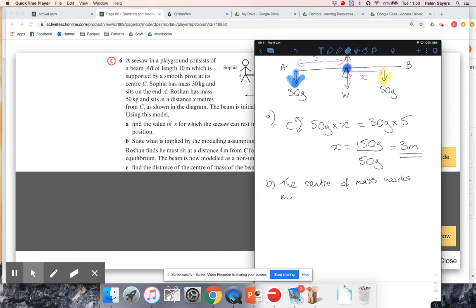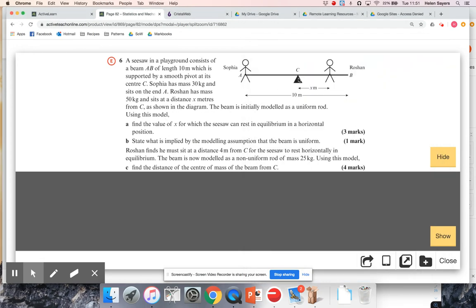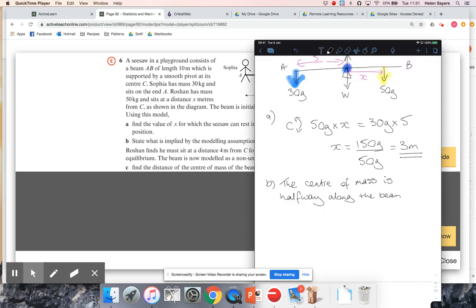It's going to put midway, let's be a bit more specific. Centre of mass, I'll get there in the end. The centre of mass is halfway along. Are they calling it a beam? Oh yeah, a beam. It's halfway along the beam. Although we didn't actually use that to answer part A, you could have not even worried about that and still potentially got the right answer. Okay, so the centre of mass is halfway along the beam.